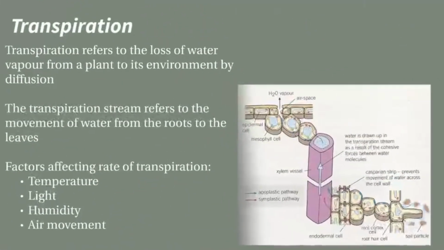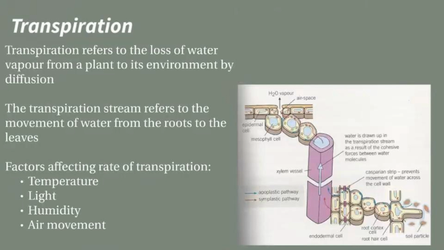Okay, so the first thing we're going to talk about today is transpiration. So transpiration refers to the loss of water vapour from a plant into its environment by diffusion. And this is really important in the plant because this is how water moves in the plant. So the transpiration stream, which I will go into more detail on in a minute, refers to the movement of water from the roots where water enters into the plant to the point where it leaves the plant via the leaves. Water enters the leaf as a liquid through the xylem, and then it diffuses out as water vapour through the stomata.